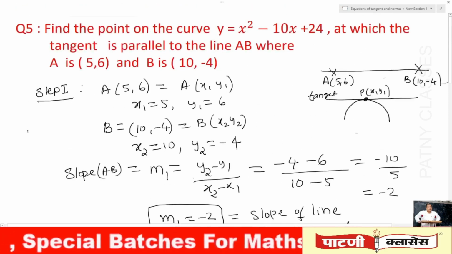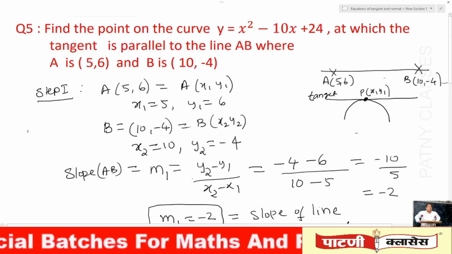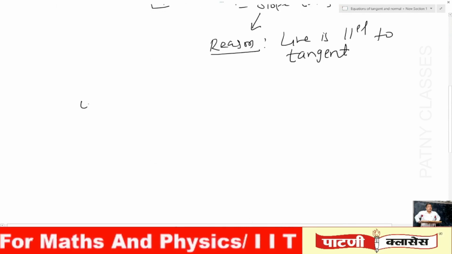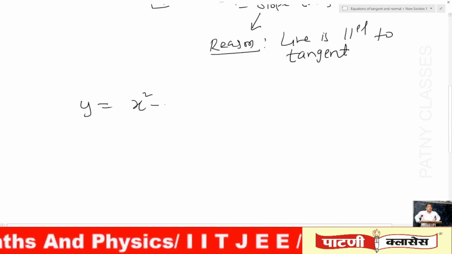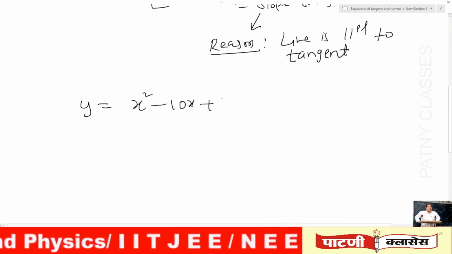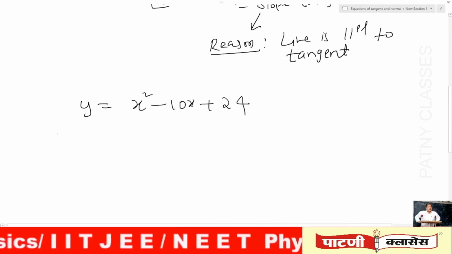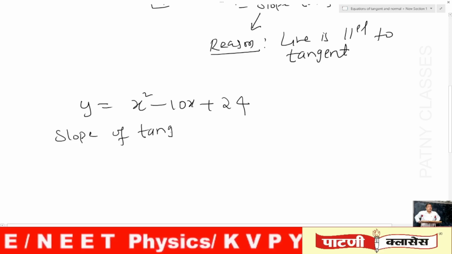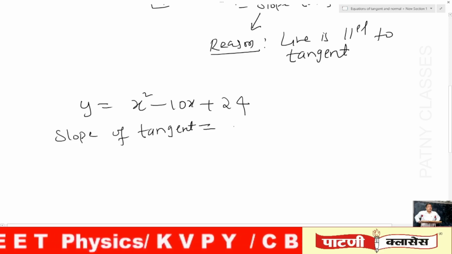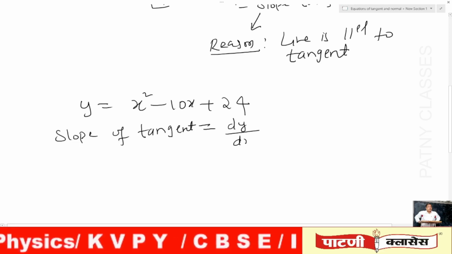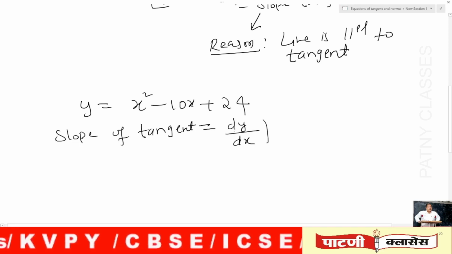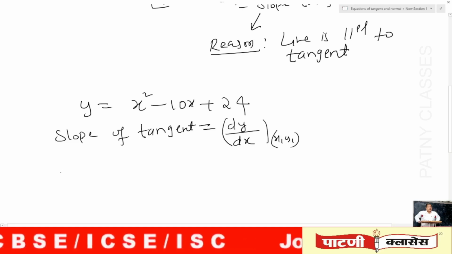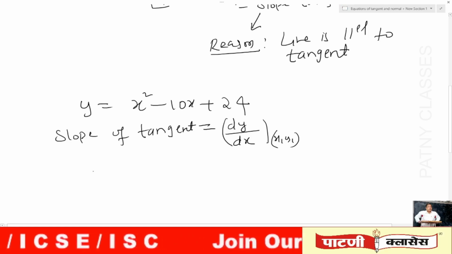Step number 2. In this, the equation of the curve is given to us, that is y equals x square minus 10x plus 24. How to find the slope? The slope of the tangent is nothing but dy by dx at the point x1, y1. So we write the point here, x1, y1. First we find the dy by dx here.